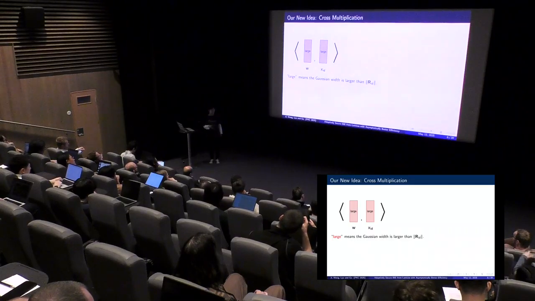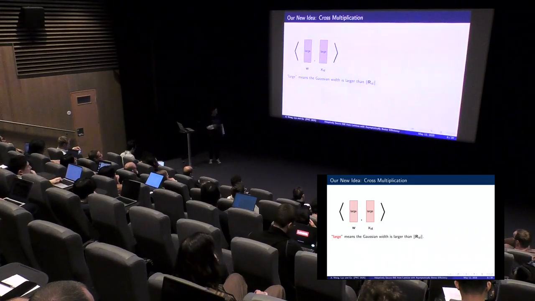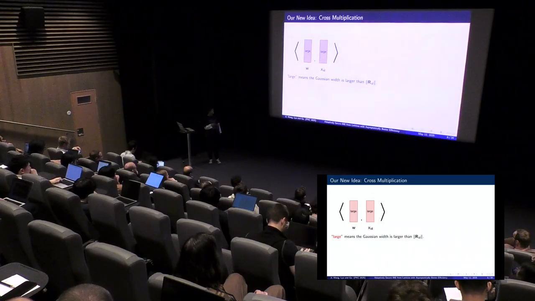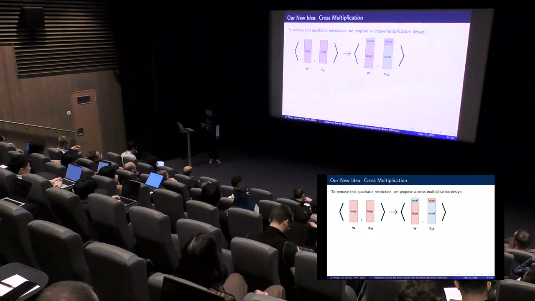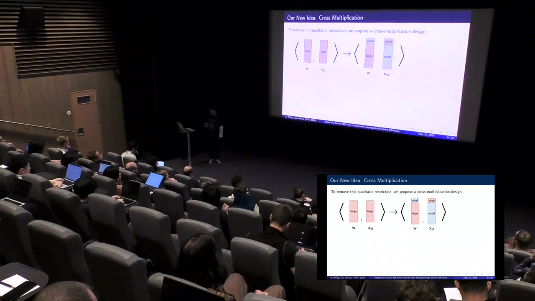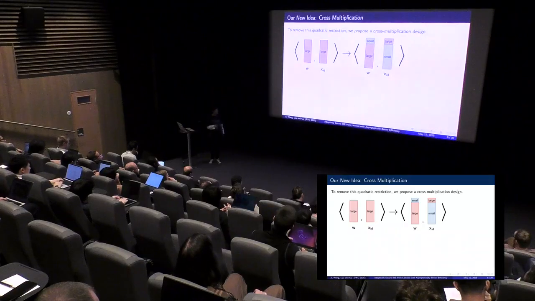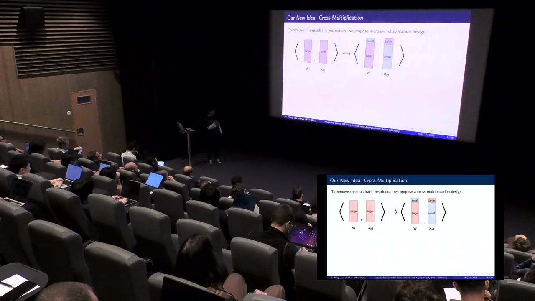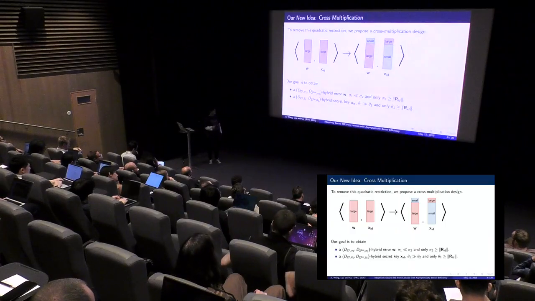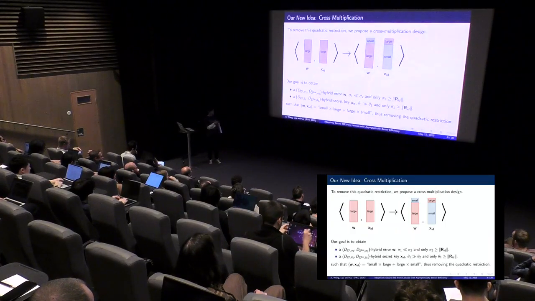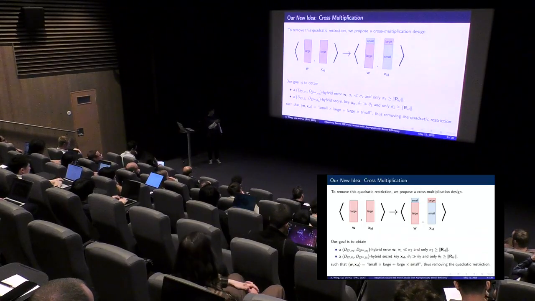And now we summarize the restriction in this figure. Both W and X_ID are in red. The red means it has a large Gaussian width. To remove this quadratic restriction, we propose a cross-multiplication design. More precisely, we want to get an error W that is small on top and large on the bottom, and a secret key X_ID that is large on top and small on the bottom, such that the inner product becomes small times large plus large times small. Thus, we can remove the quadratic restriction.